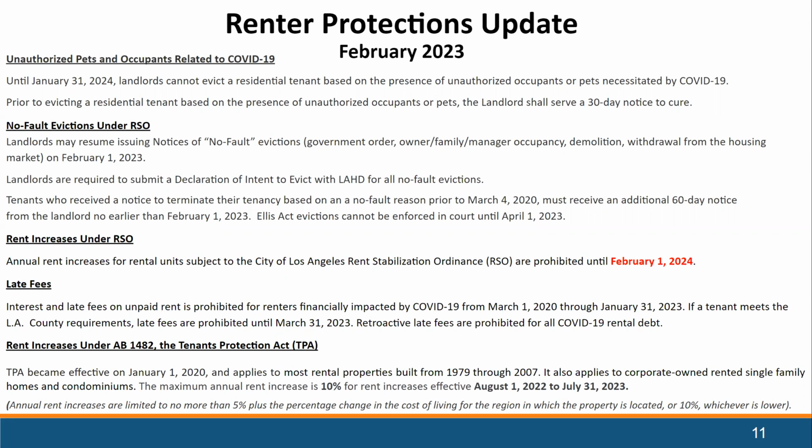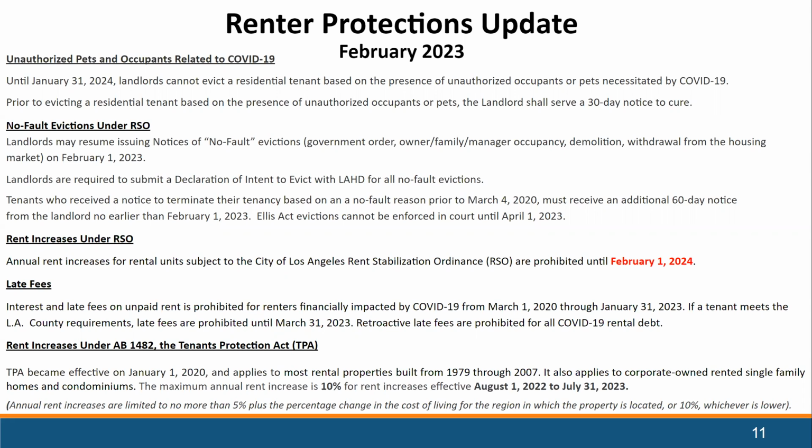For no-fault evictions for units that are regulated by the RSO, landlords may resume issuing notices of no-fault eviction, such as compliance with a government order, owner or family or manager occupancy, demolition, withdrawal of the unit from the rental market, on February 1st of 2023. However, landlords are first required to submit a declaration of intent to evict with LAHD for all no-fault evictions.